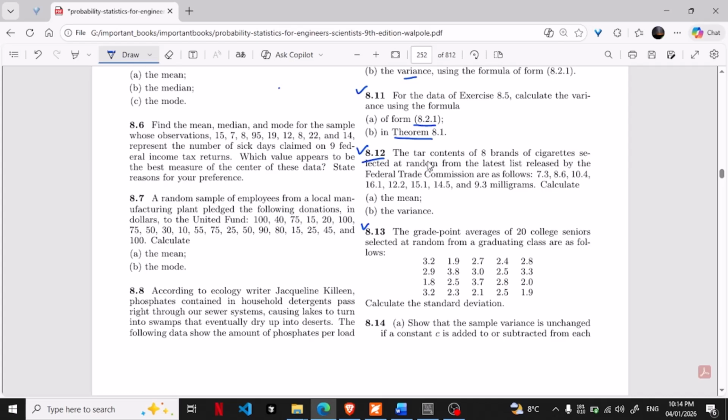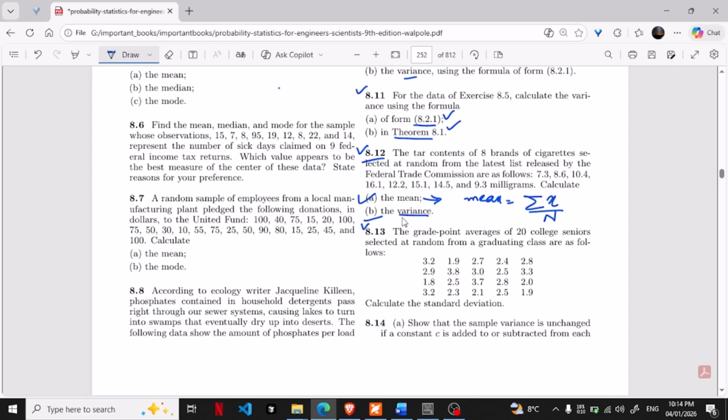In 8.12 we have the statement: the tar contents of 8 brands of cigarettes selected at random from the latest list released by the Federal Trade Commission are as follows. These are the data points, and on the basis of them you have to find the mean and variance. You know the formula for mean, which is basically the summation of all the items divided by the total number of items, and the variance which we have seen.